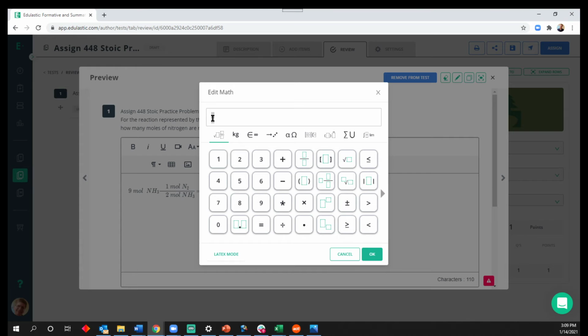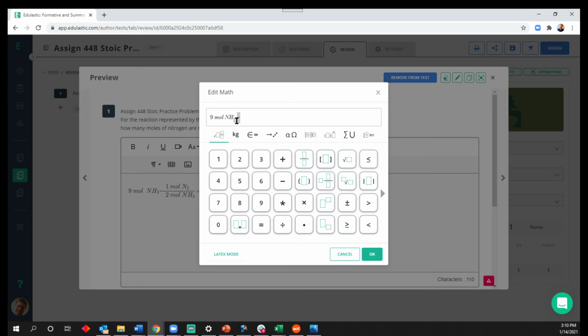And then this changes up here in the bar. Now notice where the cursor is flashing, we're in before the fraction. So that's where we want to put 9 moles of ammonia, before the conversion factor fraction. So we'll type that in. You can use this keypad here, or you can use the keyboard on your computer. So we'll put 9 MOL. I'll put a space to make it look better, and put capital N, that's important, capital H. And now I need to type in a subscript 3. So before you do that, click on the subscript tool.